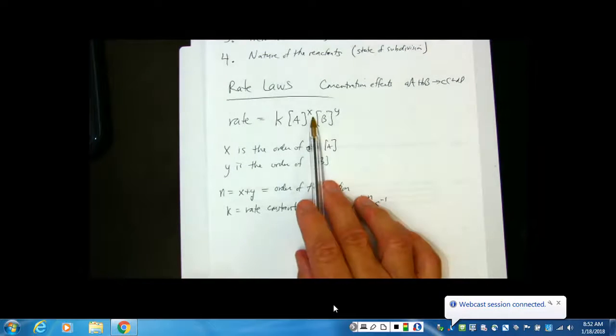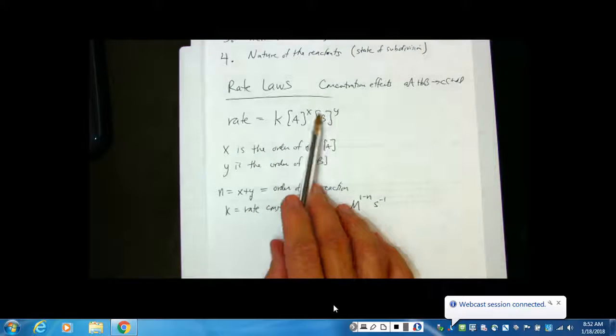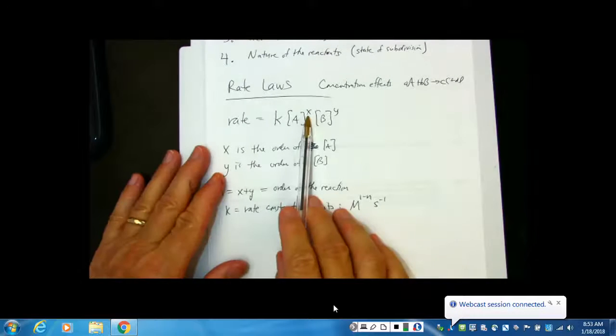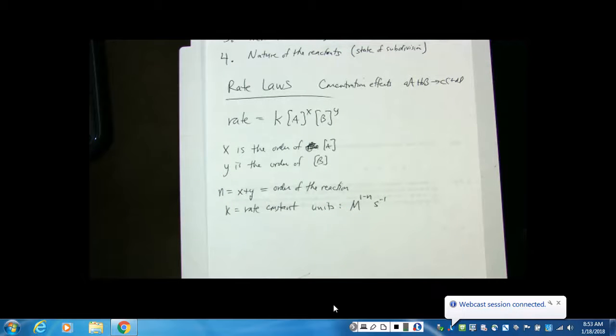Could it be the square root of 2? Do you think x could be the square root of 2? No, it can't be the square root of 2. You can't express that as a ratio of 2 whole numbers. So it's got to be a rational number, not an irrational number like pi or square root of 2.